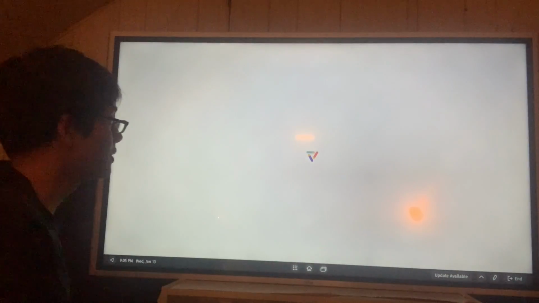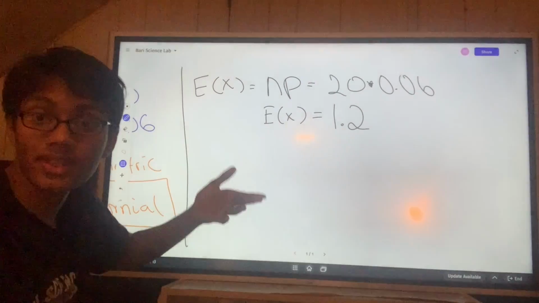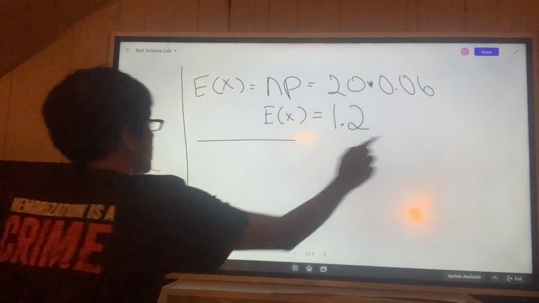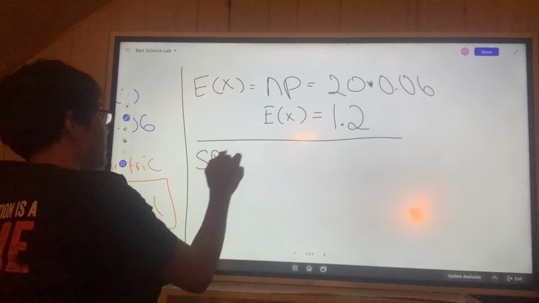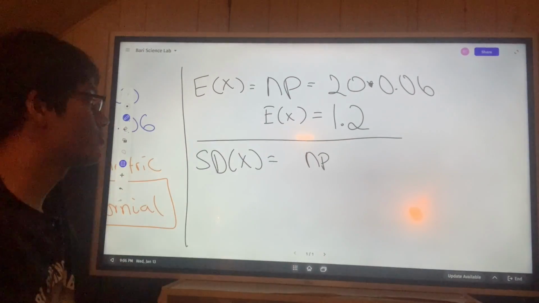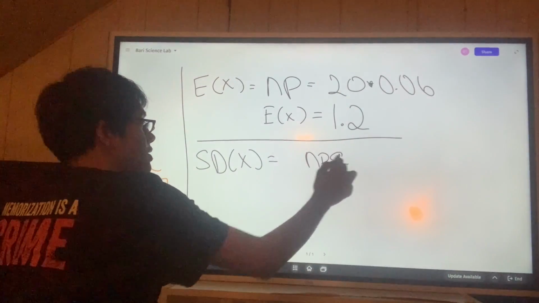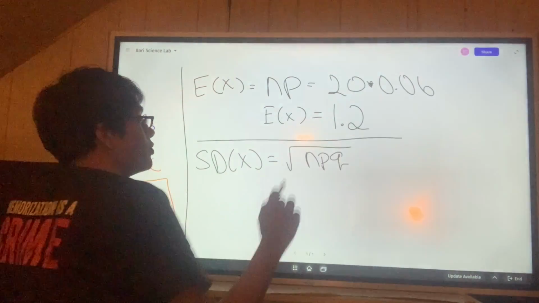Okay, now given that expected value, we can find the standard deviation. Not too hard. The standard deviation for a binomial probability model is given by the square root of npq. It has np, just like expected value, but now you have to introduce the complement of p, which is q, the proportion of failure, and take the square root of all of this.